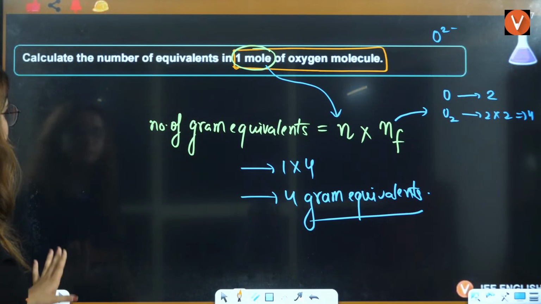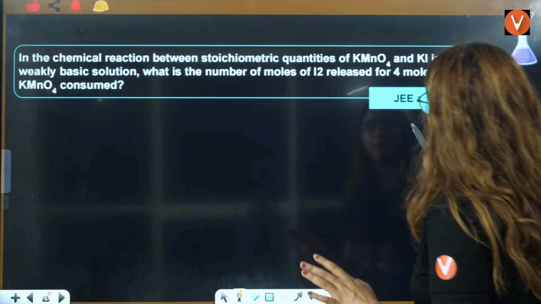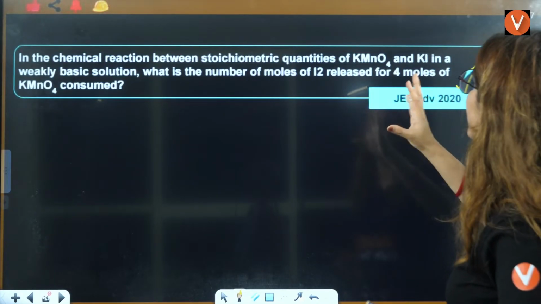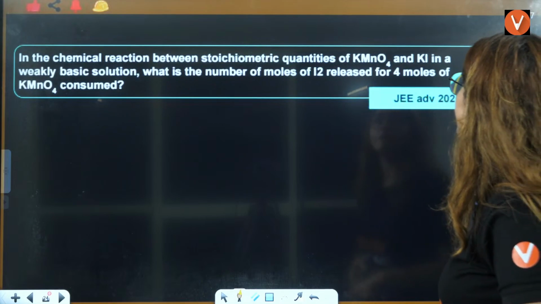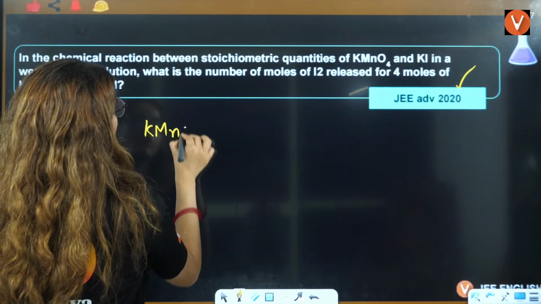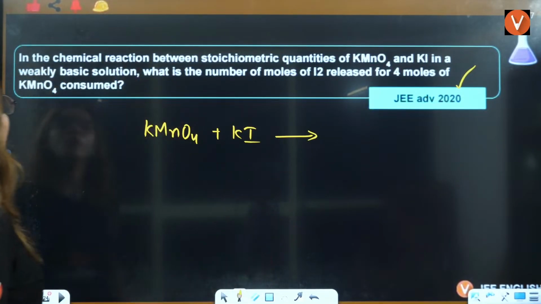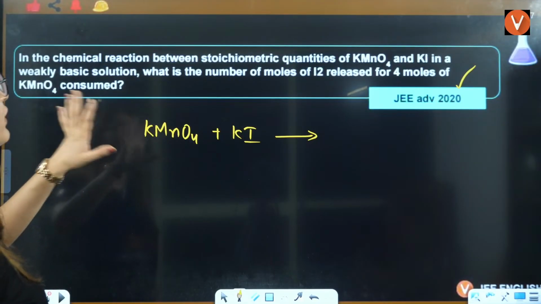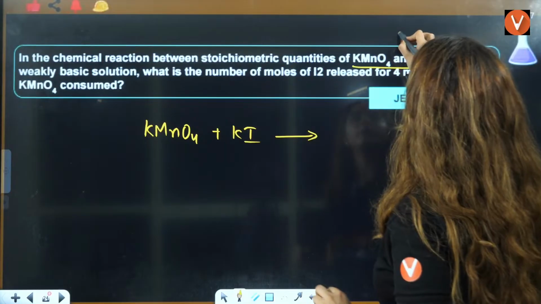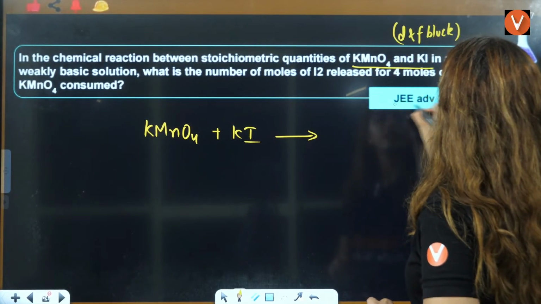Okay. Now, next is your JEE Advanced 2020 question, that is, in a chemical reaction between stoichiometric quantities of KMnO4 and KI, they are saying that you have KMnO4 and KI, right? Now, in a weakly basic solution. So the first thing is, this is from the d and f block. See, that's why it's a JEE Advanced question.